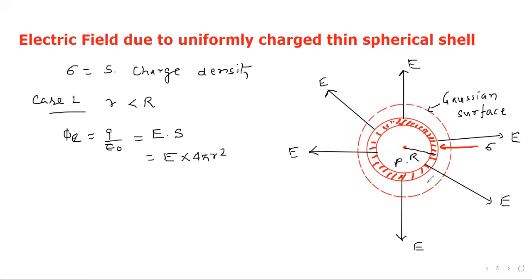But inside the spherical shell, the electric field is 0. So ultimately, it will be 0 times 4 pi r square. So we have got case 1 when point P lies inside. Now we consider one point outside and one point on the surface.